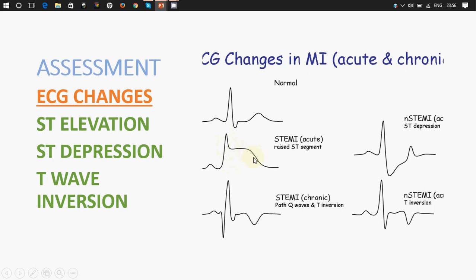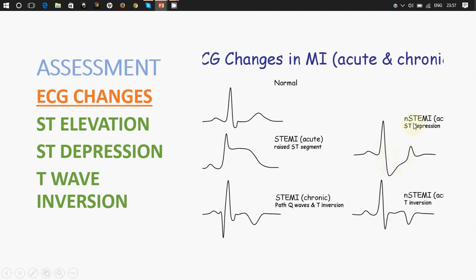PQRST, see the ST elevation here. So this is a STEMI. And in some cases, if it is a chronic myocardial infarction, you can see T wave inversion. So sometimes ST elevation, sometimes T wave inversion. And in some cases you can see ST depression. There will not be any ST elevation, there will be ST depression.